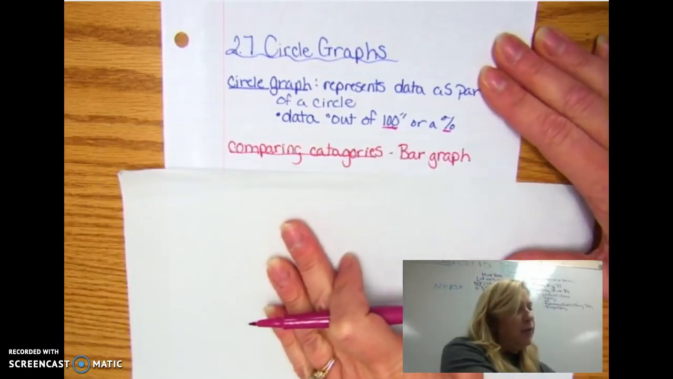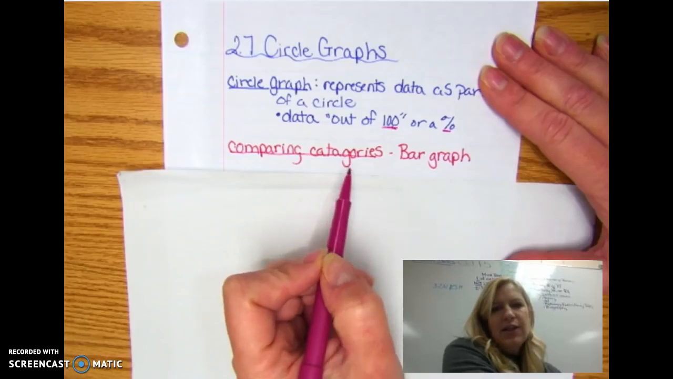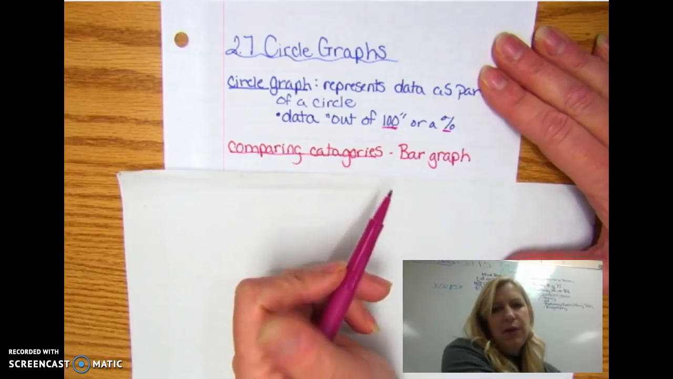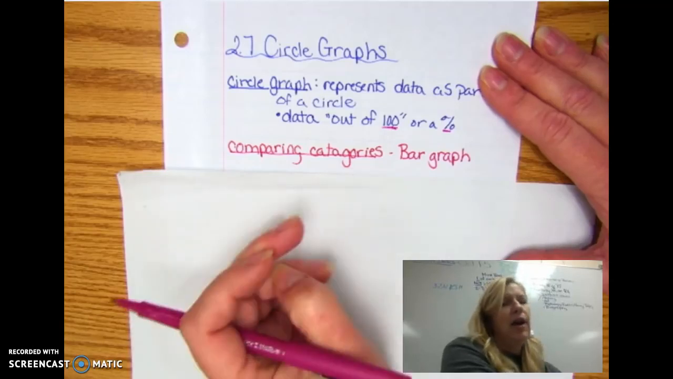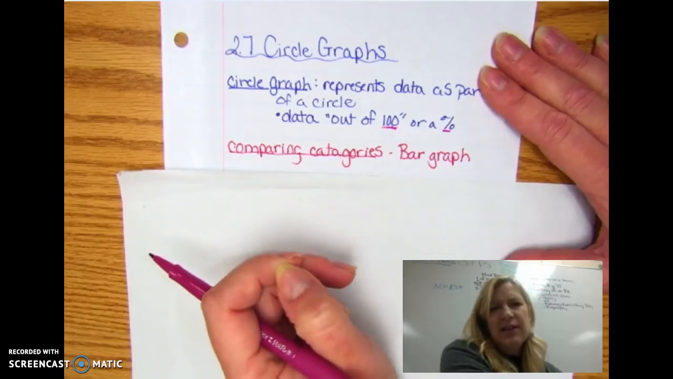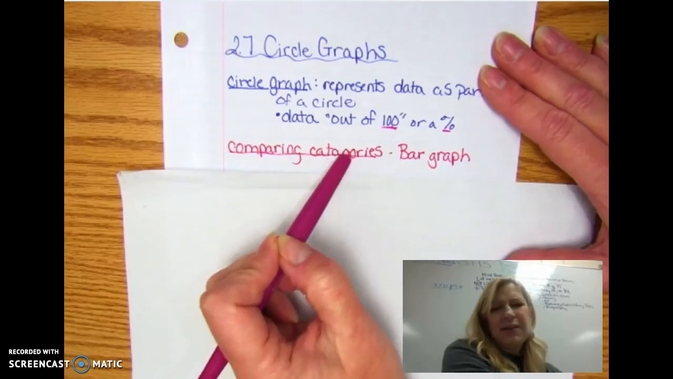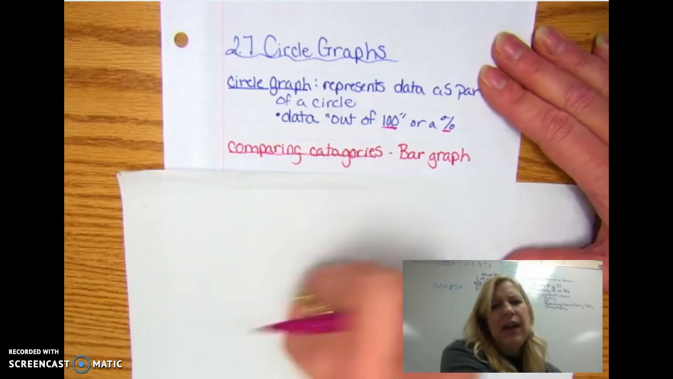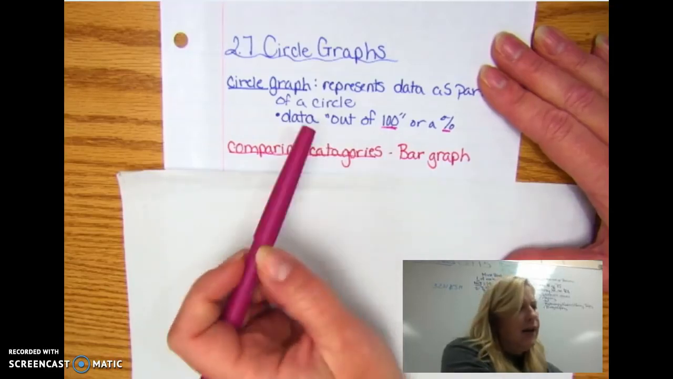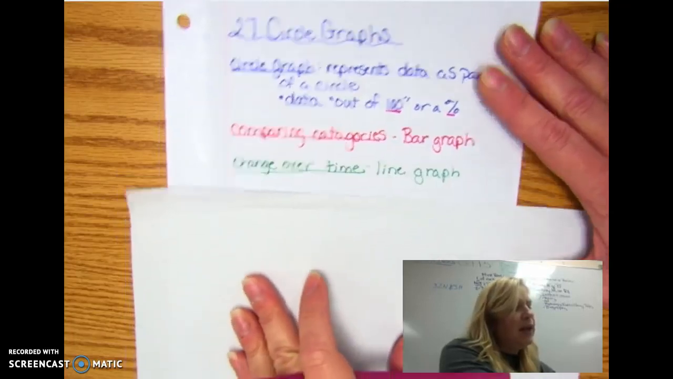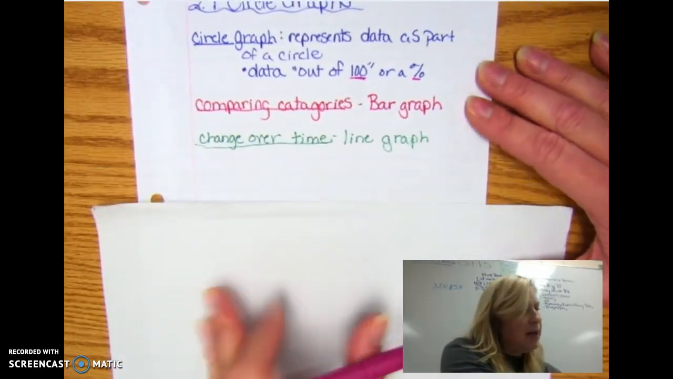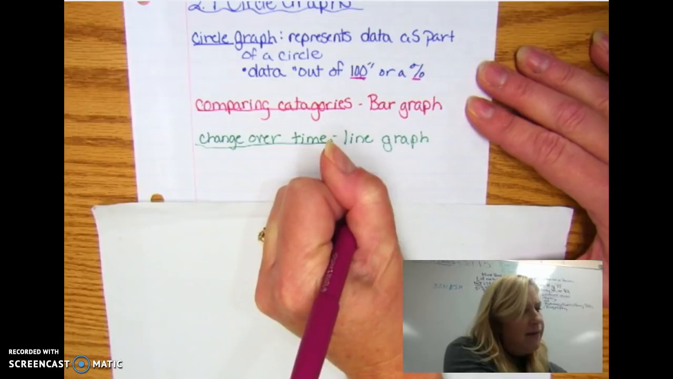So when you want to compare different categories, yesterday's lesson had to do with bar graphs. So when you were looking at wins, losses, and ties, 3 different categories, that's best represented in a bar graph, not in a circle graph. And then if you're looking at change over time, you're looking at a line graph.